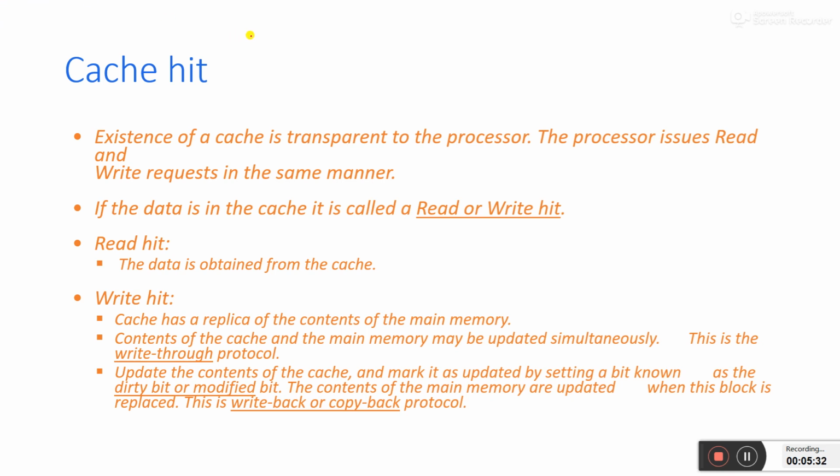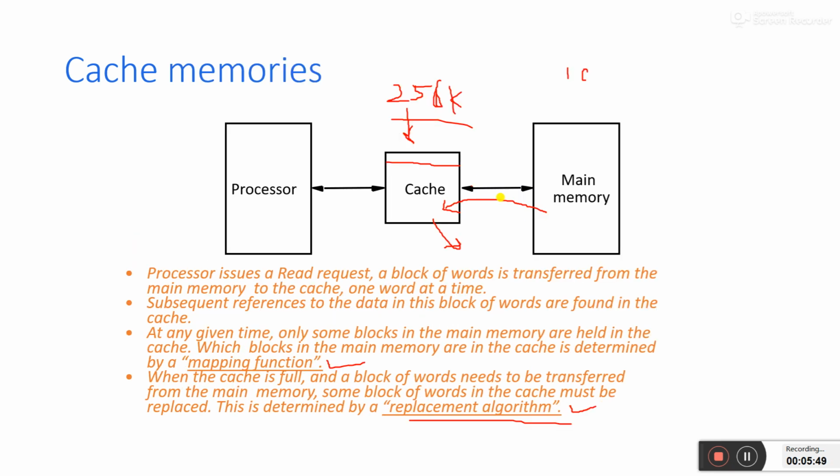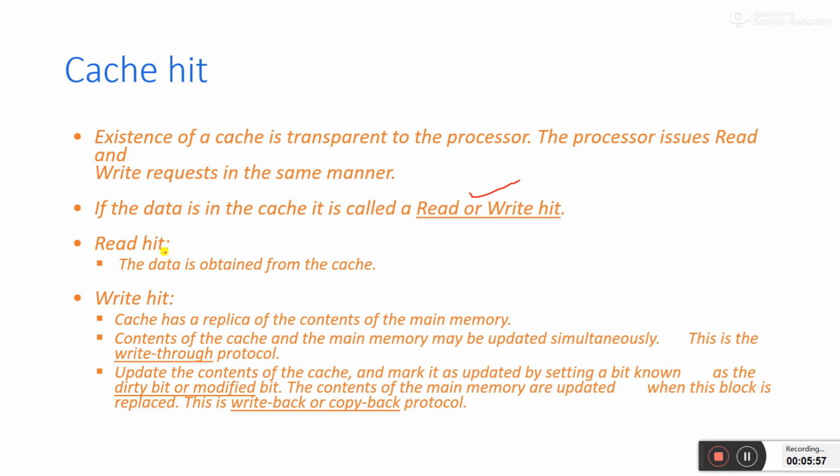Now let's see some of the terms. The existence of a cache is transparent to the processor. The processor issues read and write requests in the same manner. If the data is in the cache, it is called a read or write hit. If it is available in the cache memory, then it is a cache hit. If it is not available in the cache memory, then it is a cache miss.